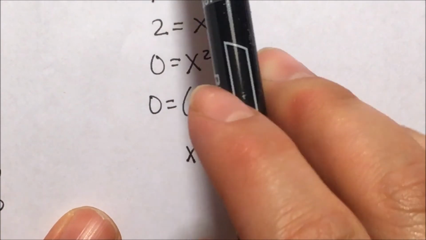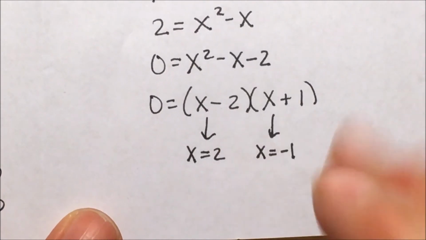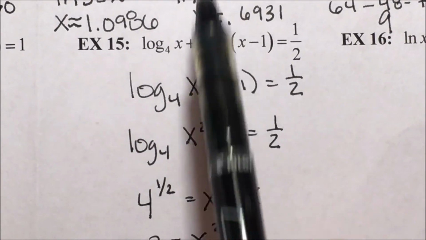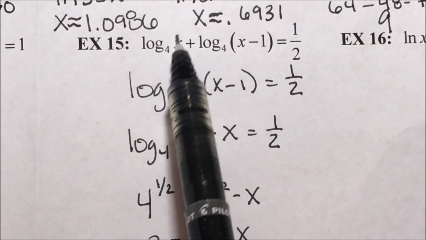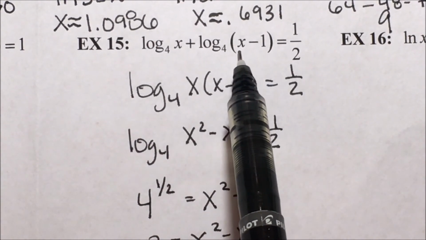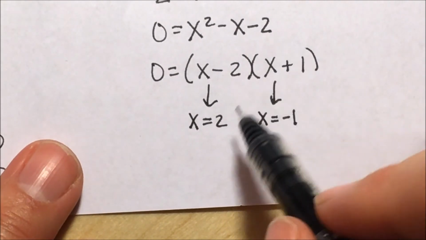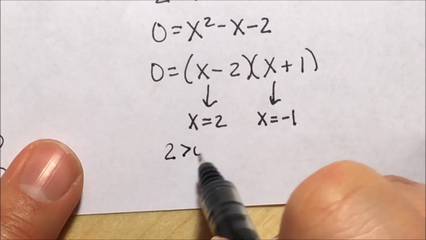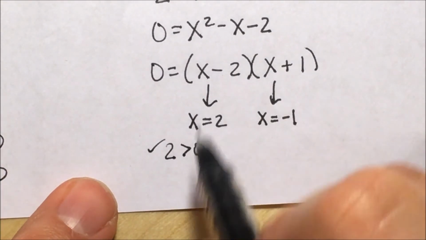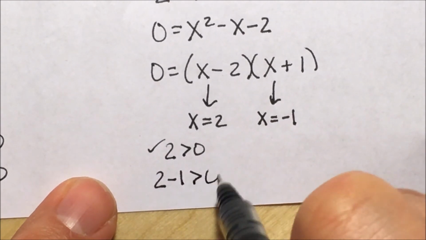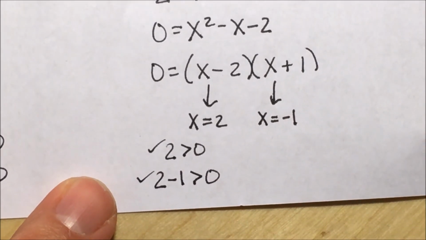So testing this in the two different domains that we have, one of those domains is x has to be greater than 0, because that's the entire input. The other one is x minus 1 has to be greater than 0. So checking the first one, 2 is greater than 0, so it works. The second one, 2 minus 1 is greater than 0, so that works.